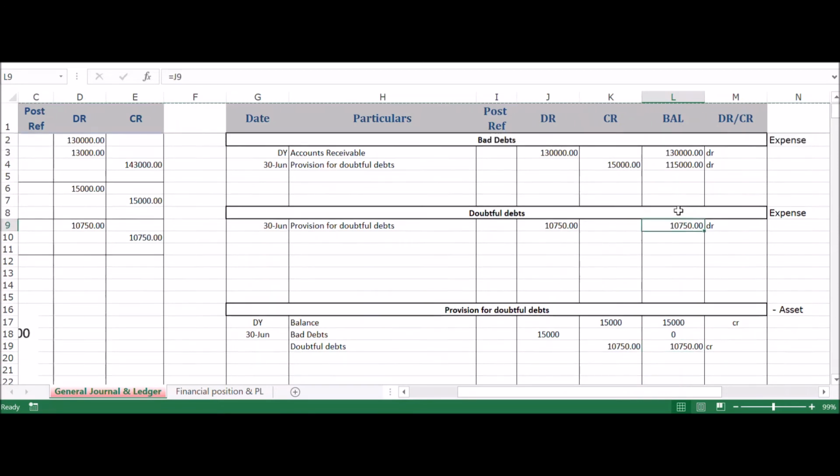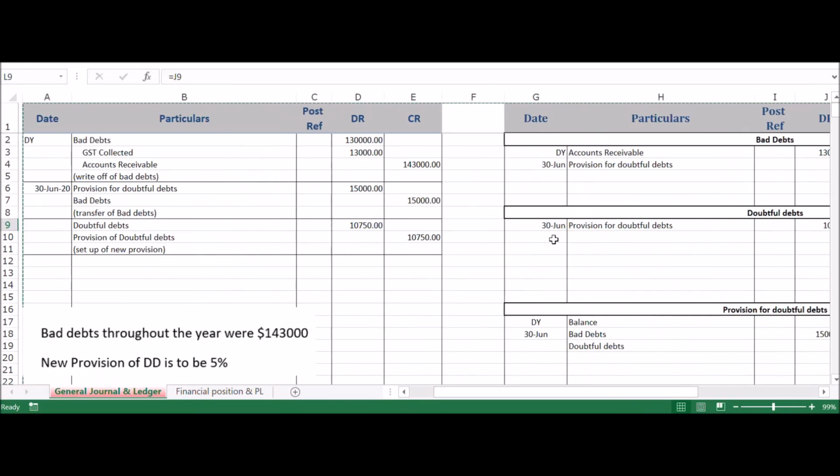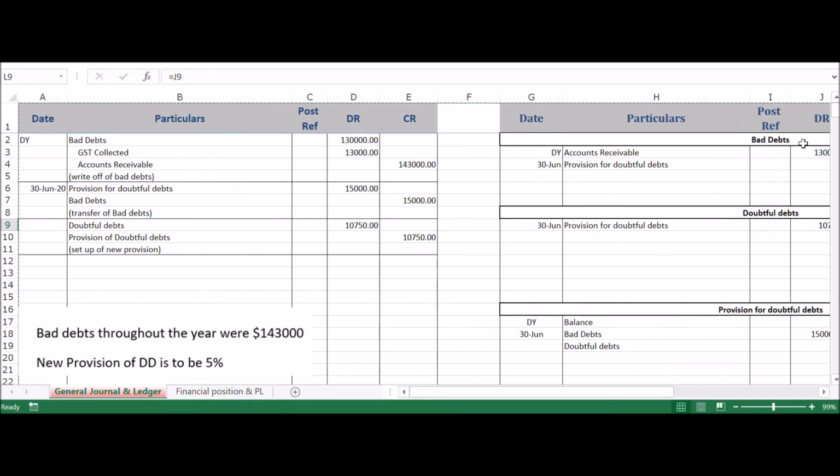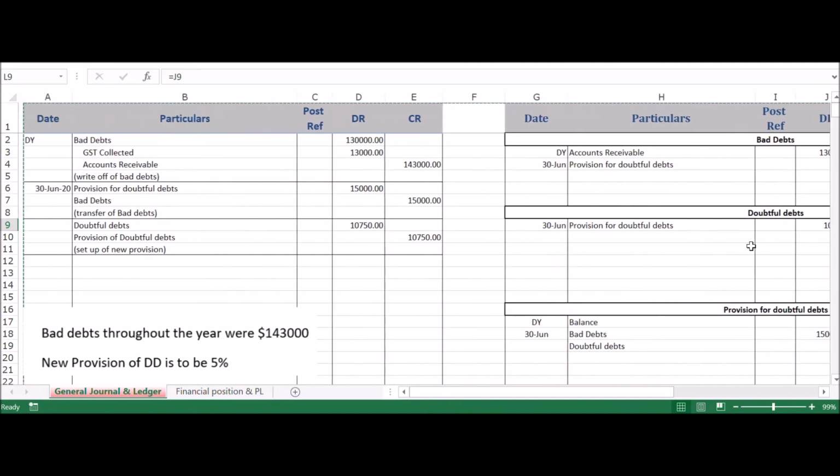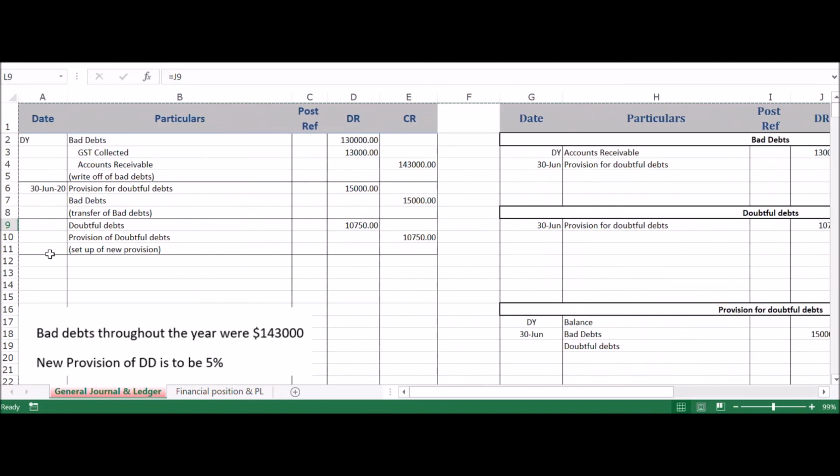Doubtful debts is there, is our recording, and we've got a provision, our bad debts account up there. Other methods do combine them together. I generally don't do that. I like to have them separate. I don't want to confuse it too much more.